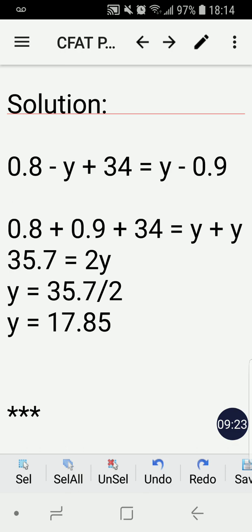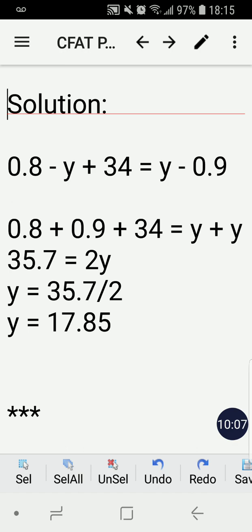Then I move y to the right side and move the constants to the left side. So we get 0.8 plus 0.9 plus 34. Take note that when you move from left to right, the sign changes. So negative 0.9 on the right side will be positive 0.9 on the left side when it's moved. Same with minus y, which was on the left side: when it moves to the right side, it will be plus y.